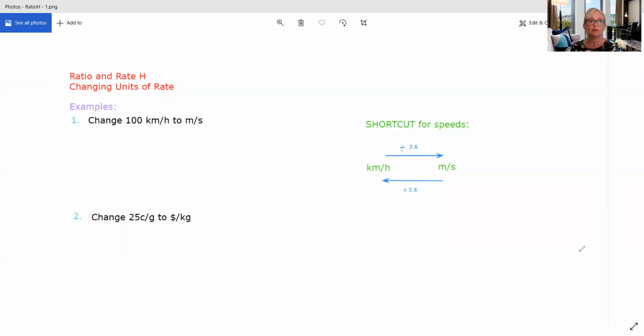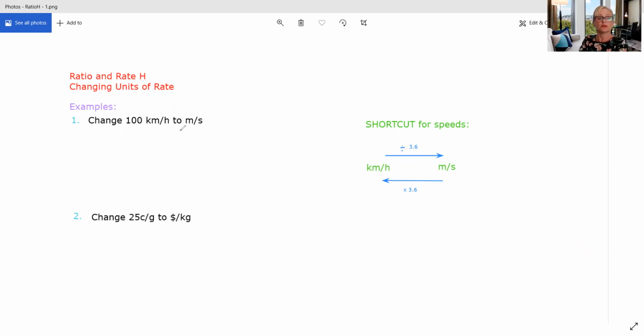We've been introducing the idea of rate, and now I want to talk about how we convert units of rate. A lot of people do get a bit confused by this. I've got a relatively simple method that I wanted to show you. Let's take our first example.